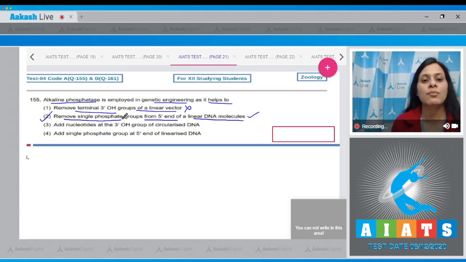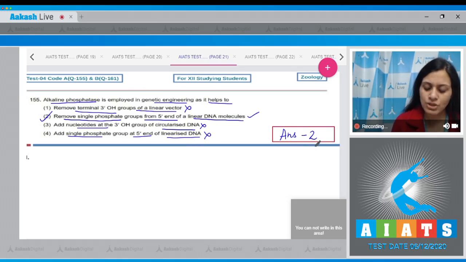Alkaline phosphatase removes the single phosphate group from the 5' end of a linear vector to prevent recircularization during cloning, or to dephosphorylate DNA. The next option, add nucleotides at the 3' end group of circularized DNA, is also incorrect. The last option, add single phosphate group at 5' end of linearized DNA, is also incorrect. So the correct answer is option number 2. Let's proceed to the next question.